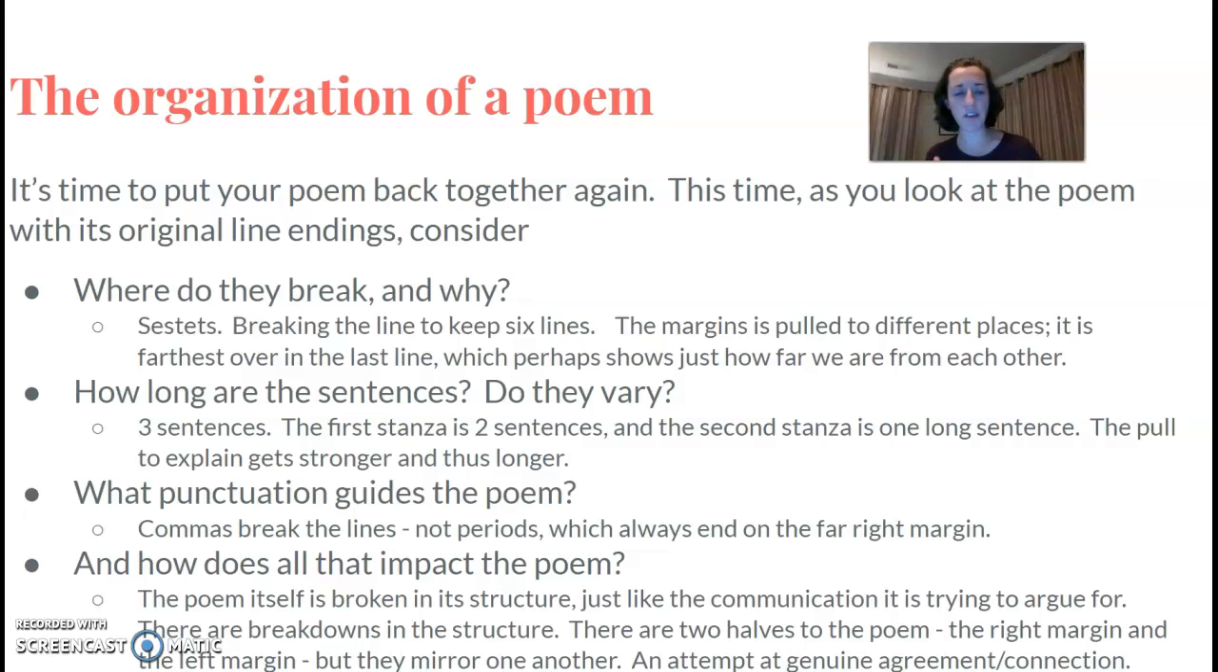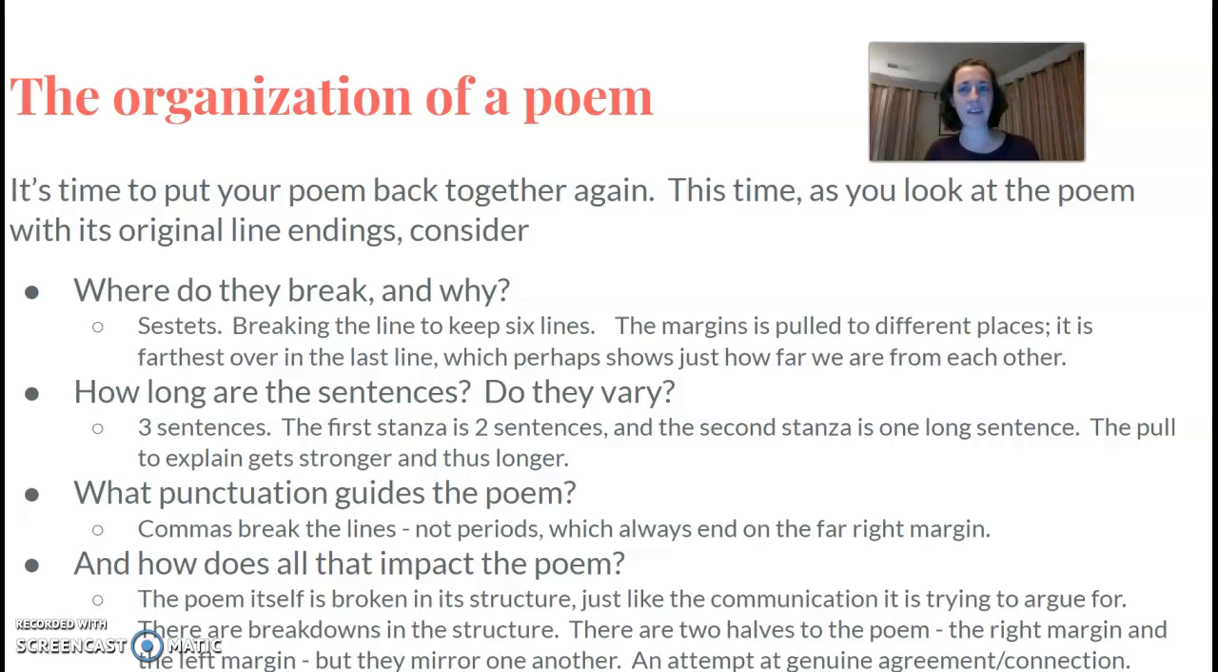Punctuation guides the poem through commas and some periods. The periods though are always flushed to the right. Commas are the main thing that he's using to break the line. So it's this speed, this sense of urgency.